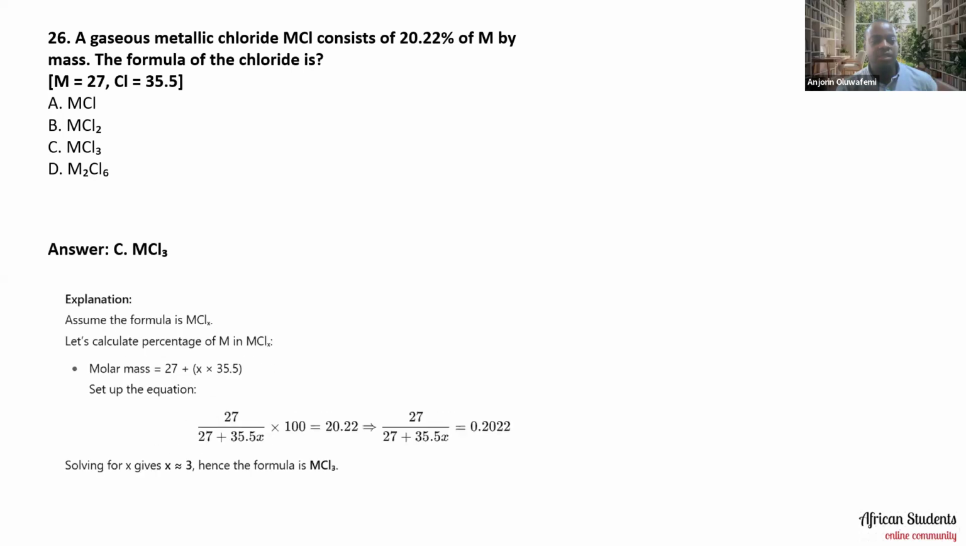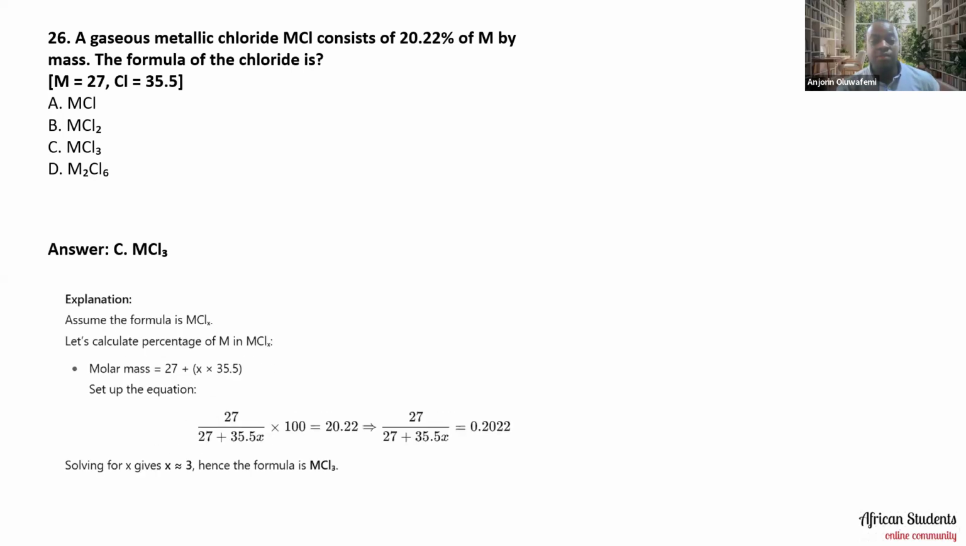A gaseous metallic chloride, MCl, consists of 20.22% of M by mass. The formula of the chloride is it MCl? Is it MCl2? Is it MCl3 or M2Cl6? Now, the answer to this is MCl3. How did we arrive at this?